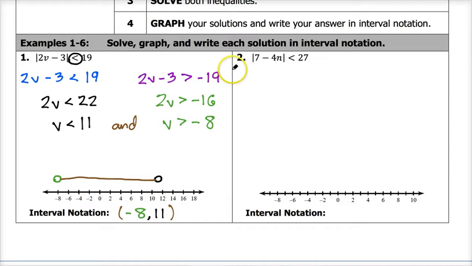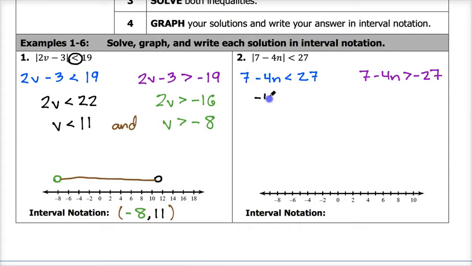Okay, number 2, we have the absolute value of 7 minus 4n is less than 27. So again, my absolute value is isolated, so I'll write my two cases. 7 minus 4n is less than 27, keeping my inequality symbol the same. And then my second inequality will be 7 minus 4n, switch the inequality symbol and switch the sign on the 27.